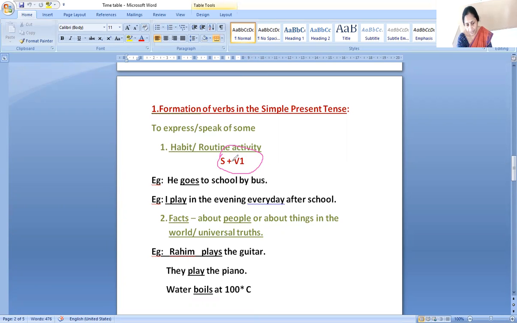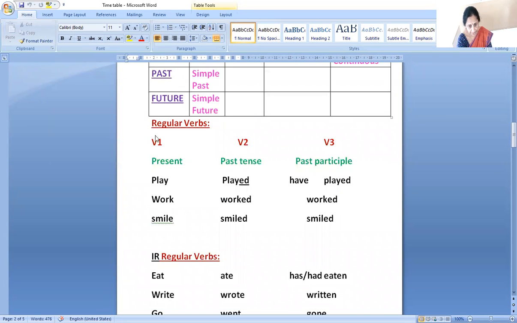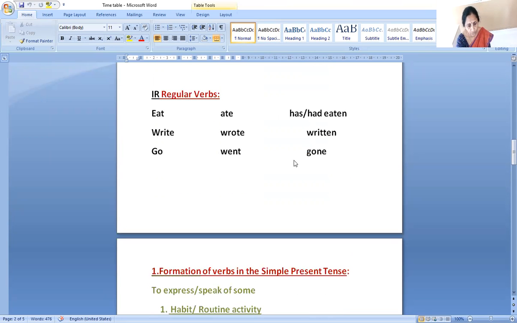We are already familiar with V1, isn't it? We already saw on top what I mean by V1. It is the first form of the verb. So, he goes to school. That is the present tense of the verb to go. And now you can see it is an irregular verb also. It comes under go. Here it is go.